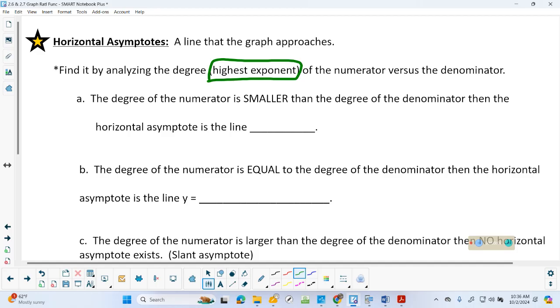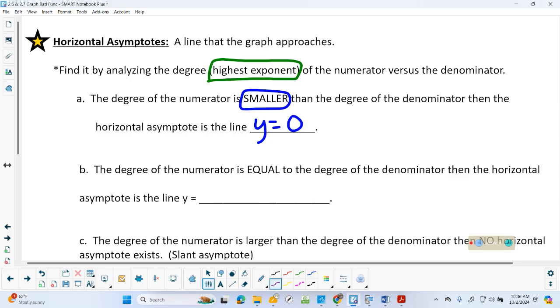The degree of the top is smaller. So you have maybe x squared over x cubed. The top one's smaller. That's my favorite one because you don't have to do any work. It is automatically the horizontal line, y equals 0. Done. That's it. Okay, all right, I like that.